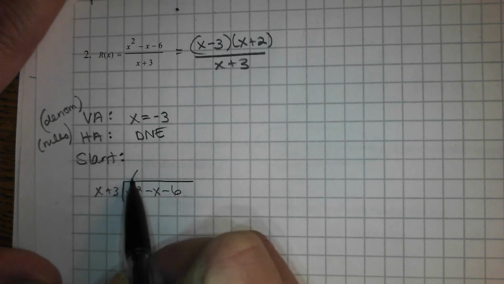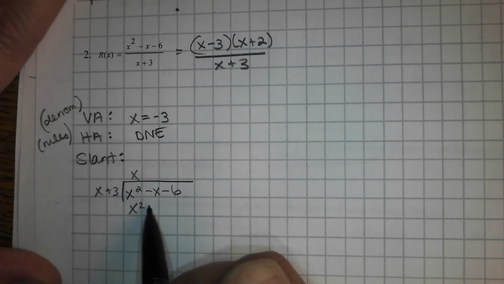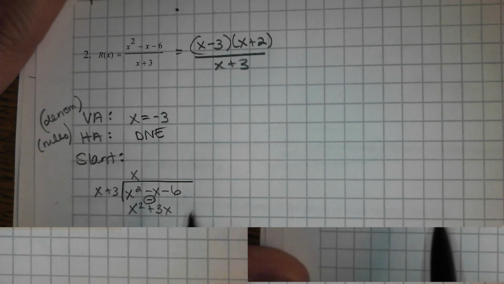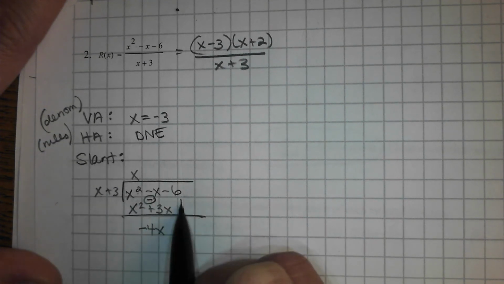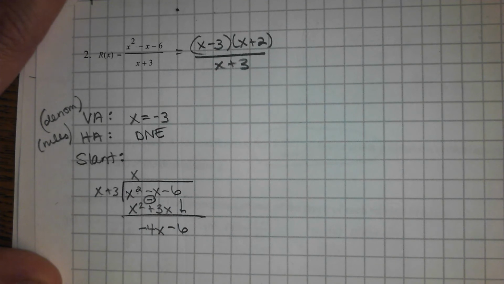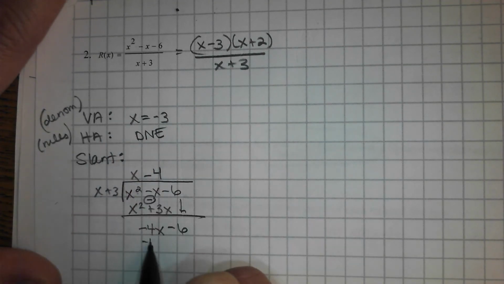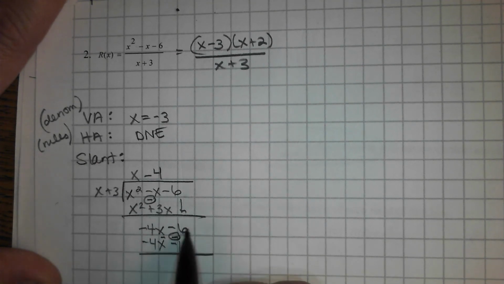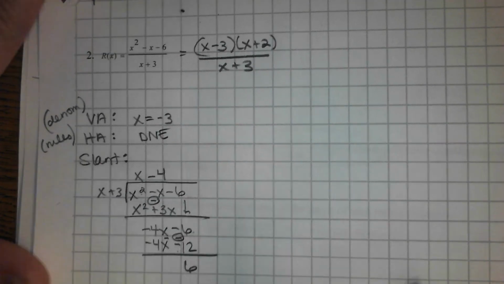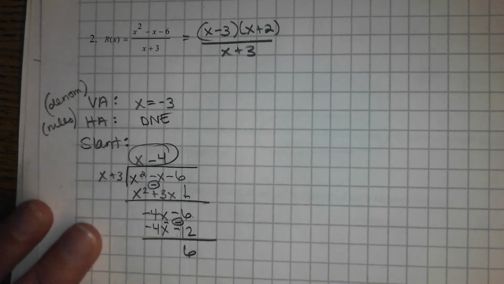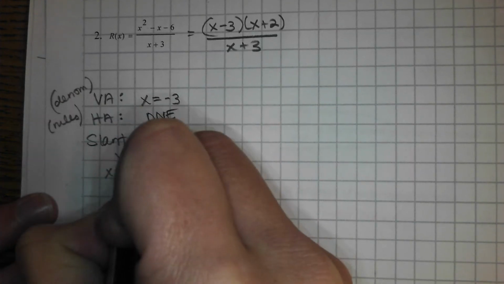X times x will give me x squared. Line it up. Do subtraction. Be careful here because it's negative 1 minus 3, which is negative 4x. And then start over. X times negative 4. And then do your multiplication, negative 4x minus 12. Do your subtraction, negative 6 plus 12 is 6. That's just my remainder though, so I don't really care about it. That's my slant asymptote. Y equals that right there.